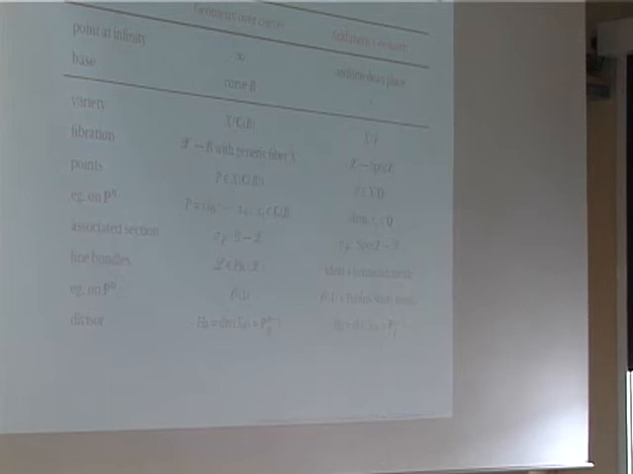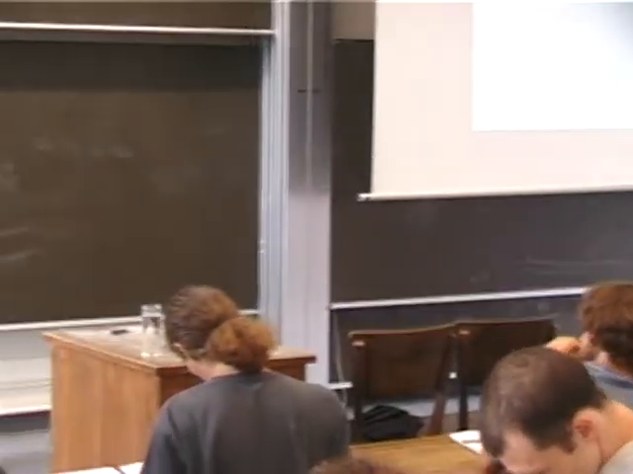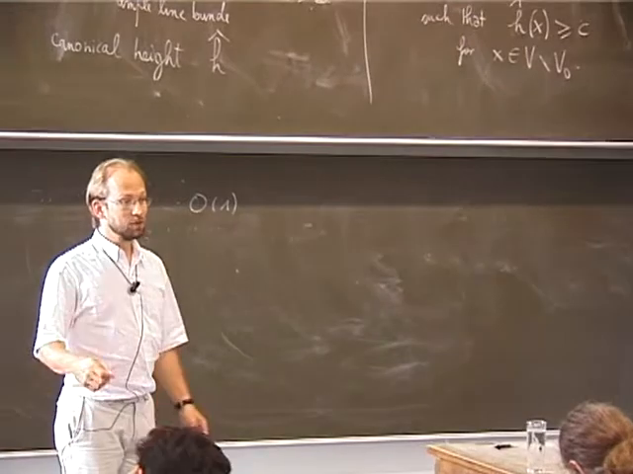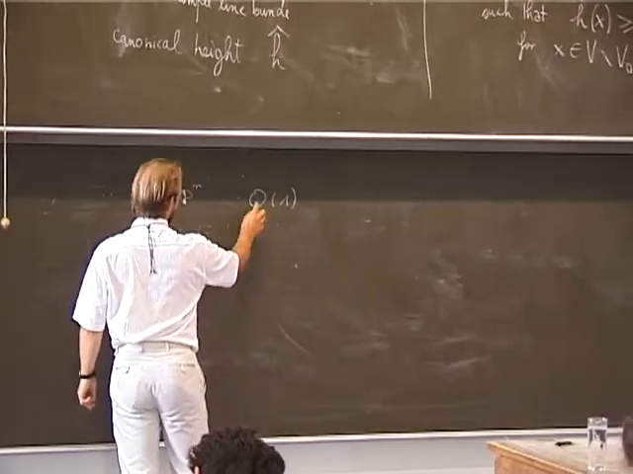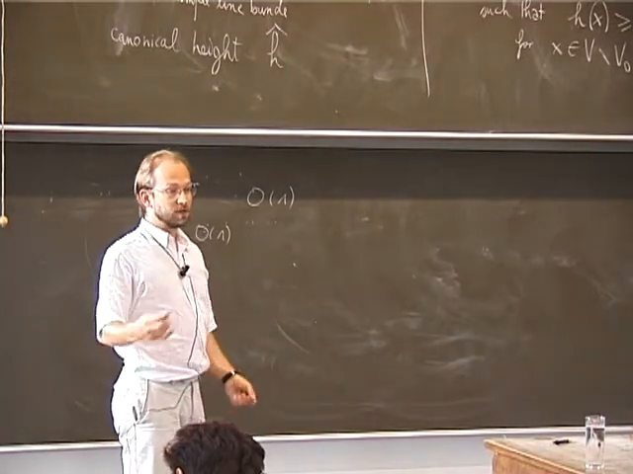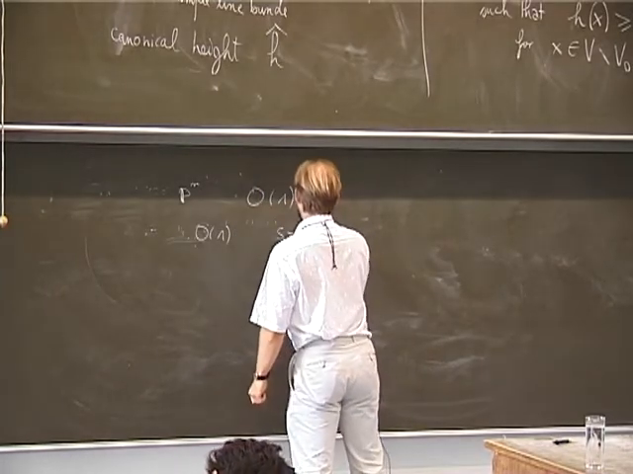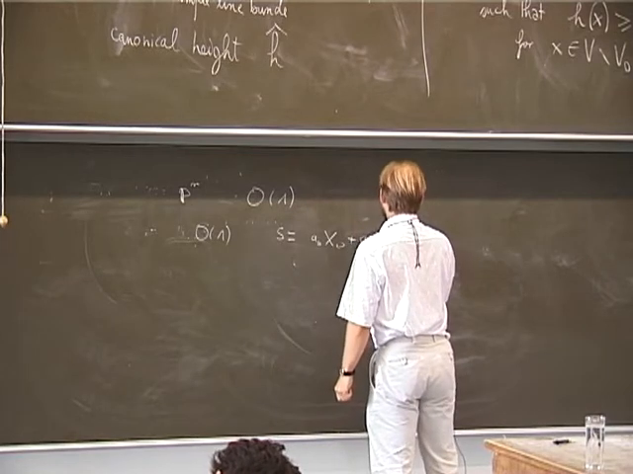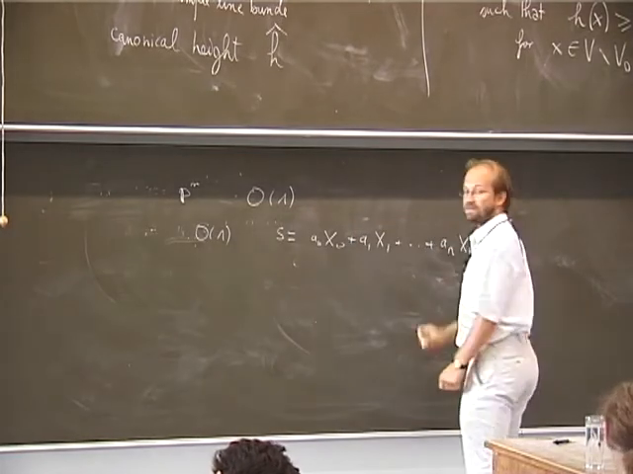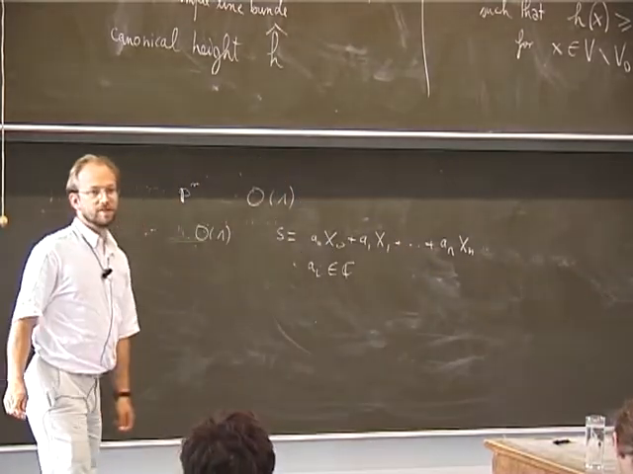So on P^n, O(1). A priori, one has to define the norm of any local section, but I'll show you only the definition of the norm of a global section. So what is a global section of O(1)? It's just a homogeneous polynomial of degree 1. So it's something like a0 x0 plus a1 x1 plus ... plus an xn. Say the ai are complex numbers if we work over C.